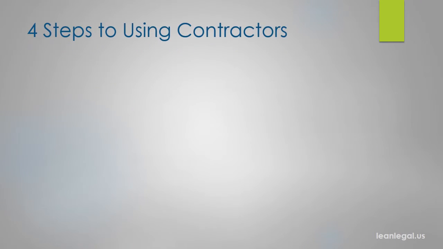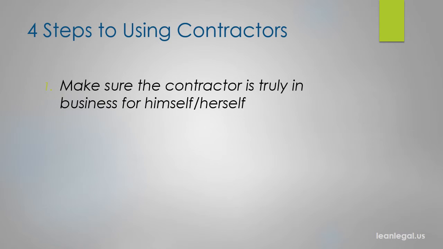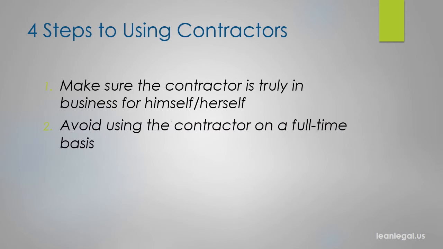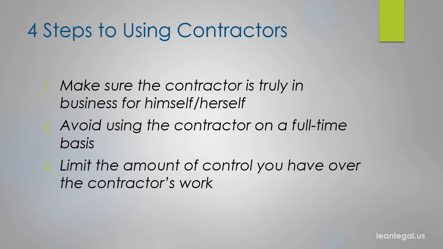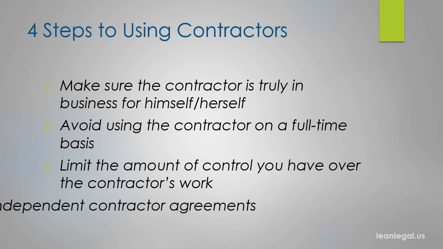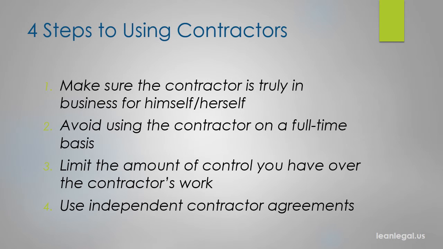So the training series is going to track the 4 steps to using contractors from the guide that you downloaded. And there will be a video for each step. And so let's just recap. Those steps are: make sure the contractor is truly in business for himself or herself. Avoid using the contractor on a full-time basis. Limit the amount of control you have over the contractor's work. And use independent contractor agreements.